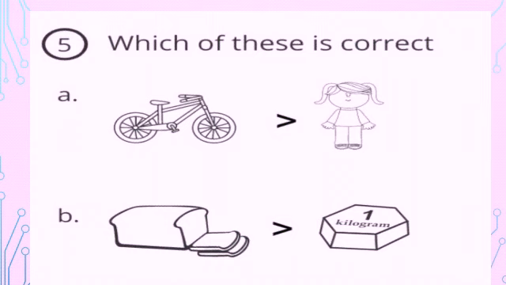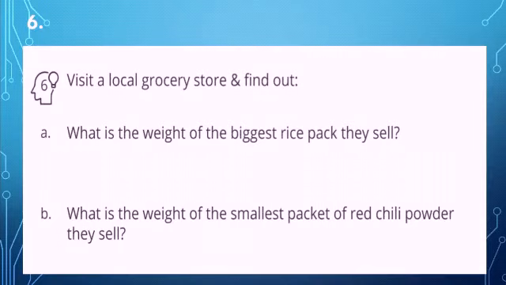So what will be your answer? You give the answer in my comment section. I know that you can understand, you can guess the weight. Now visit a local grocery store and find out the weight of the biggest rice pack they sell. First you have to survey what the weight of the biggest rice pack they sell is. And next one is, what is the weight of the smallest packet of red chili powder they sell? So these are the two pieces of information you have to collect.